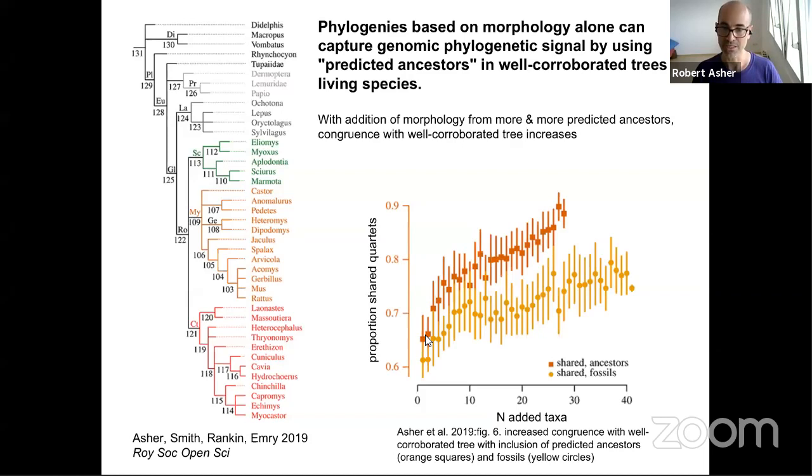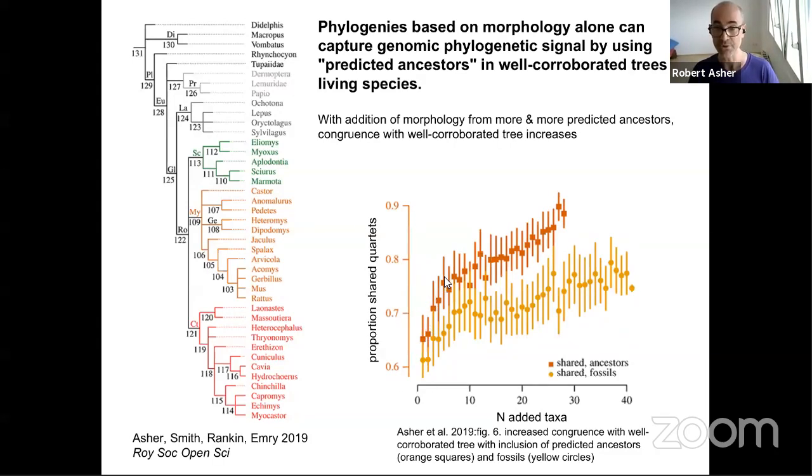Anyways, I want to draw your attention first to these orange squares, which represent iterative sets of a certain number of predicted ancestors shown to you on the x-axis. So randomized sets of, say, 15 different predicted ancestors, doing that from 2 to 3 to 4 to 5, et cetera, up to the maximum possible. And on the y-axis, we have a measure of tree similarity. I want to call out my colleague Martin Smith here, who wrote this quartet package in R, which can quantify shared quartets. Basically, that just means similarity to the well-corroborated tree.